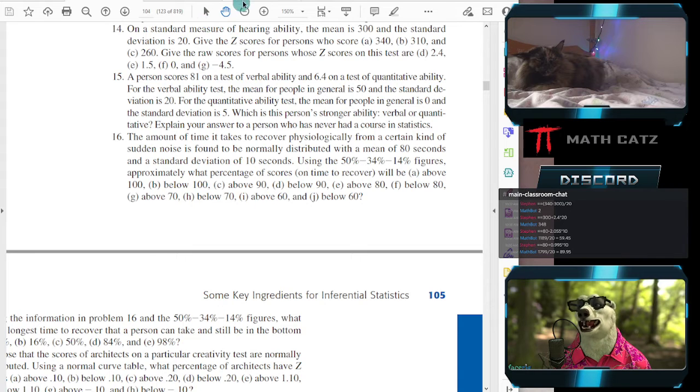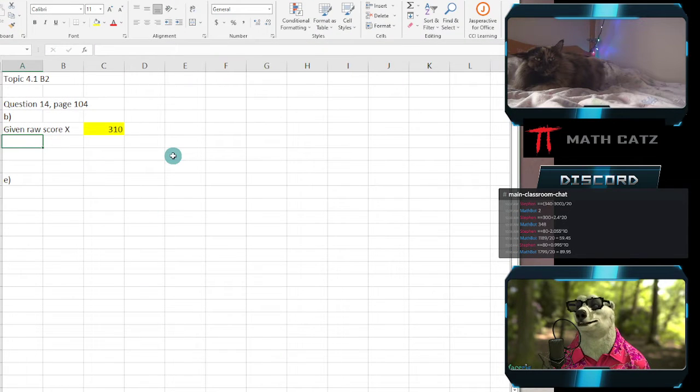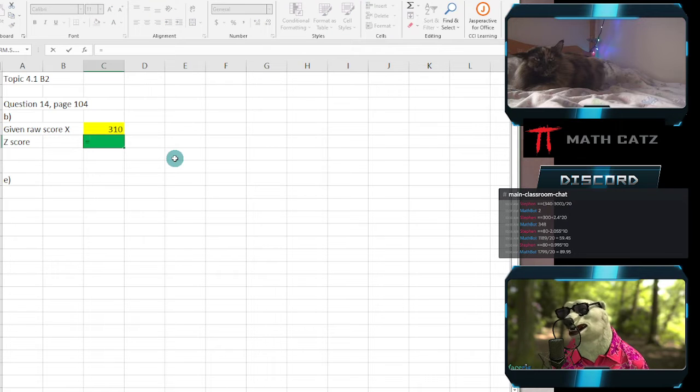Now I reference the formulas in that same book. We have these formulas. Look at 3.1, where we calculate a z-score: the raw score minus the mean over the standard deviation. So we'll use this formula in Excel. So let's say here, z-score, I'll put it over there. I'm going to color it green to remind myself this is a formula cell where I do a calculation. So now let's do it.